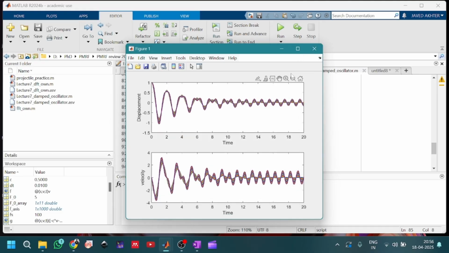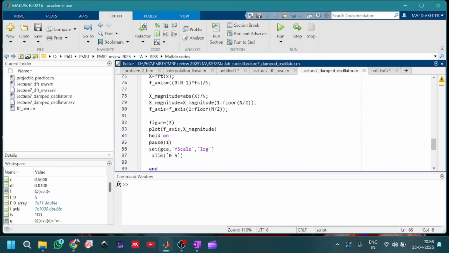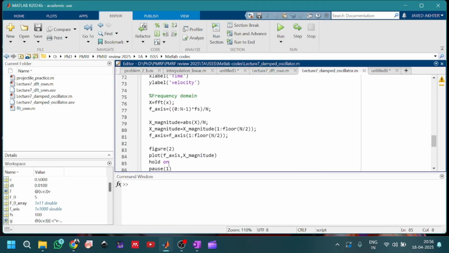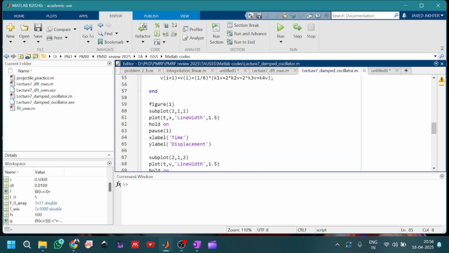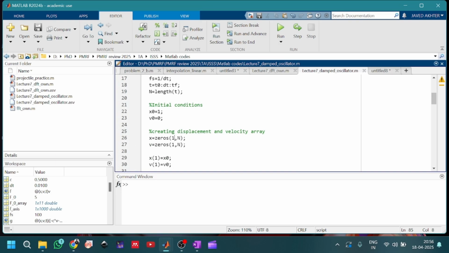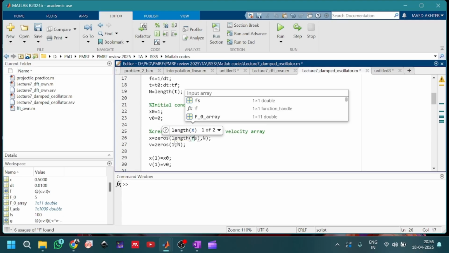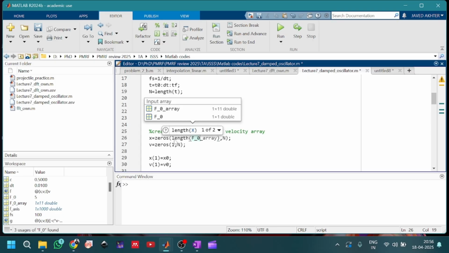Okay, so this is how your system response will change with increasing driving strength. So you can create a 3D plot also. You can also store the displacement and position values for different directions. So in place of one, you can write down the length of your F0 array. So length of your F0 array. So you can also replace that here.